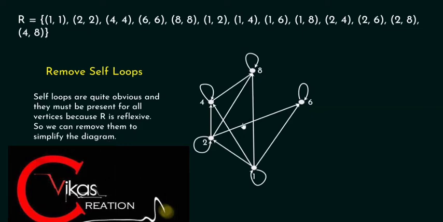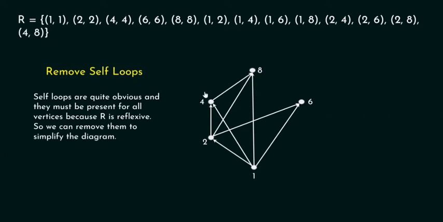Right now the diagram is quite messy, right? There are so many edges in this graph. So obviously we can remove some obvious edges, right? These loops are obvious. We can remove them, right? Obviously we know that 1 is related to itself, 2 is related to itself, 4 is related to itself, 6 is related to itself, 8 is related to itself, because relation R is reflexive, right? There is no need to draw self loops in this case. That's why I have removed them.